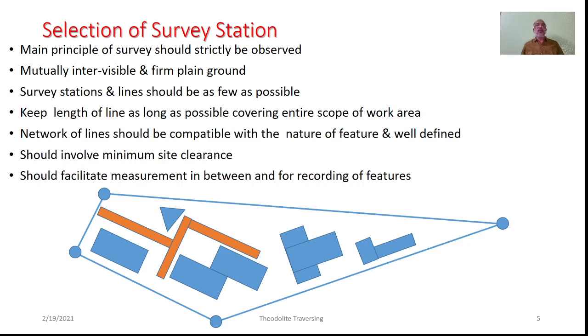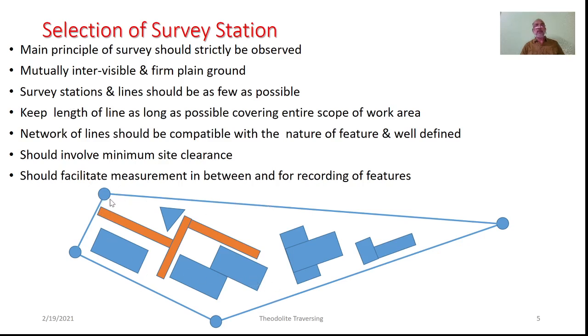That means we should deal with certain firm as well as plain ground which won't let the sinking of the equipment. The survey stations as well as the lines should be as few as possible. It is obvious that as we go for a particular station, it will be helping us to define the entire network of that particular survey lines.